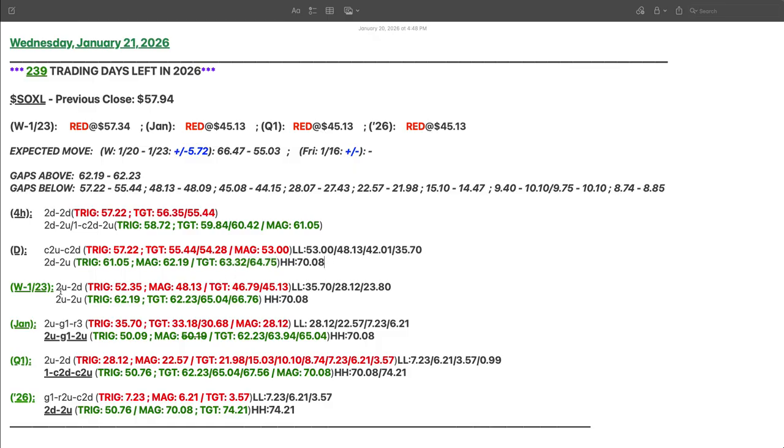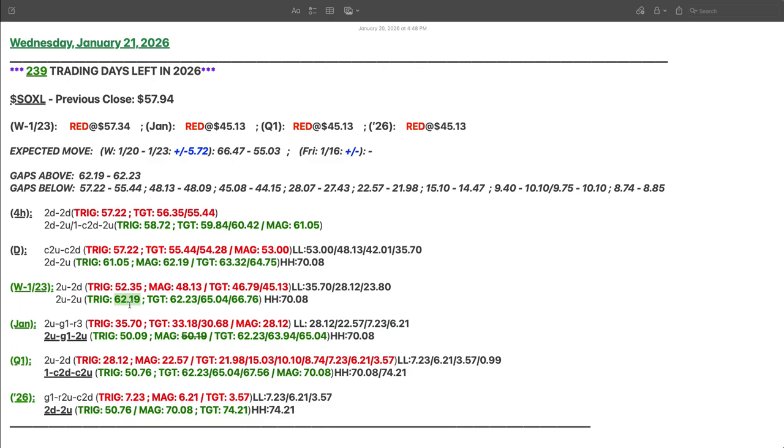Now on the week, we're still an inside week. We haven't gone 2 up or 2 down. 52.35 to go 2 down on the week, and 62.19 to go 2 up on the week. If we go to the downside, we've got a reversal. So very clear entry and very clear exit. If we go to the upside, it's just a continuation.